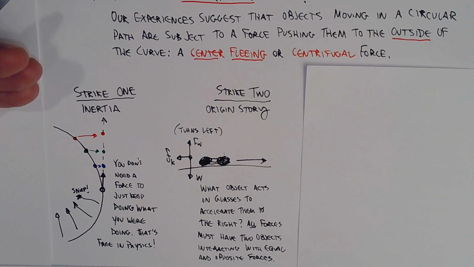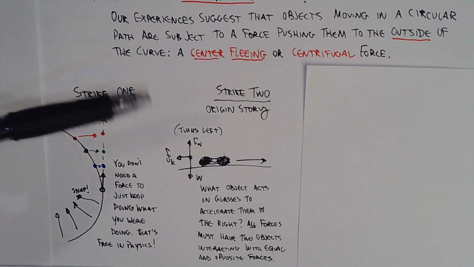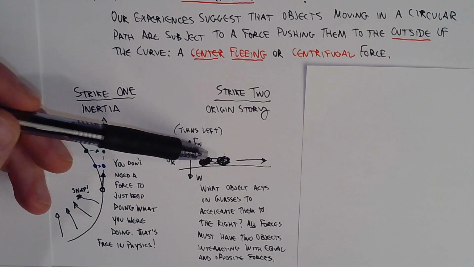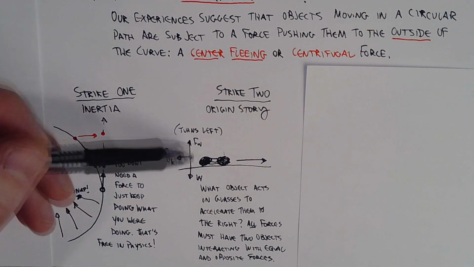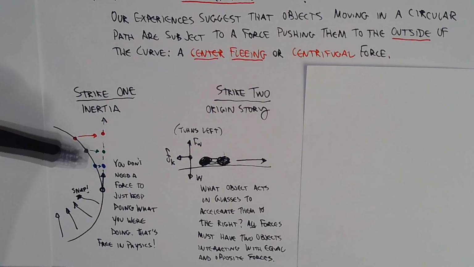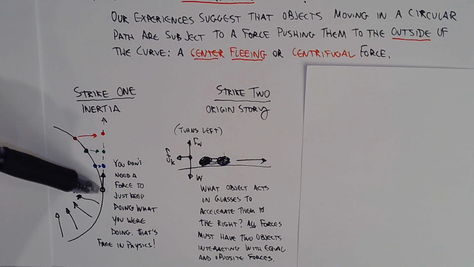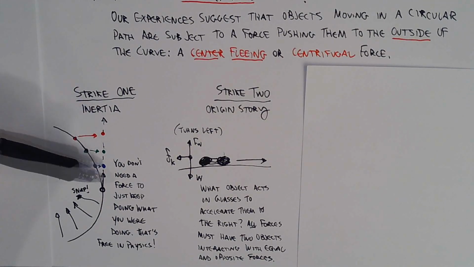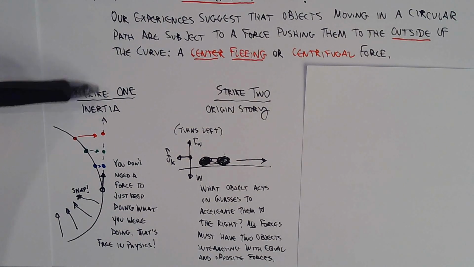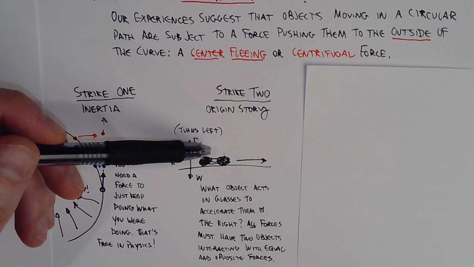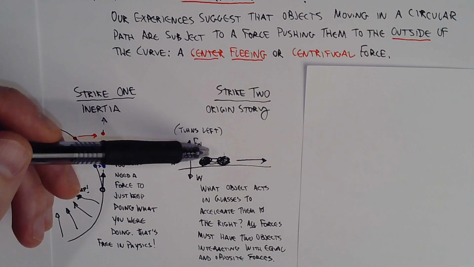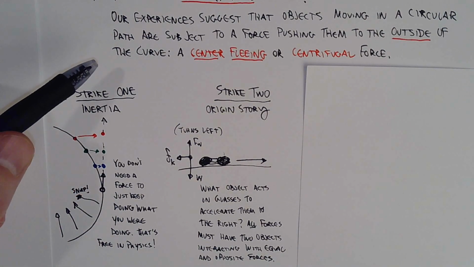Forces are object A interacting with object B. If you can find a force that's pushing these glasses to the right, be my guest. But right now, it doesn't appear that there is one. So, strike 1, you don't need a force pushing you to the outside because that's the direction you'll go anyway. Strike 2, there actually doesn't seem to be a force pushing you to the outside. And strike 3 is probably the hardest one.